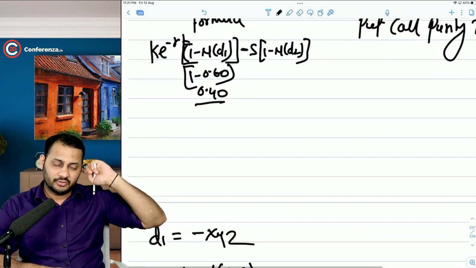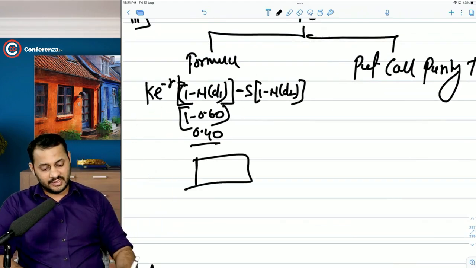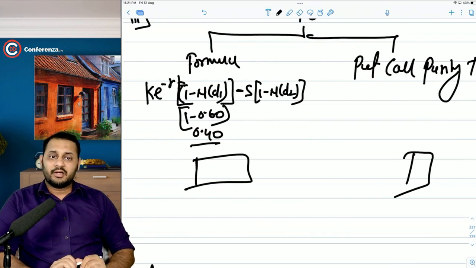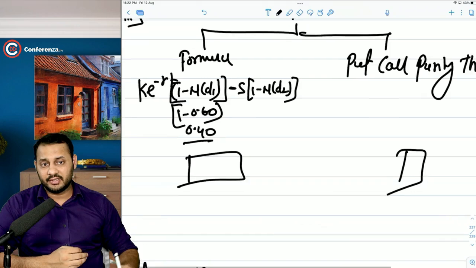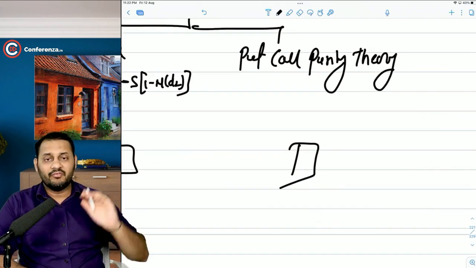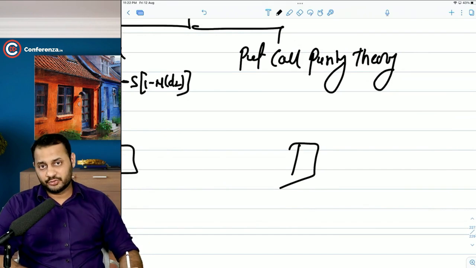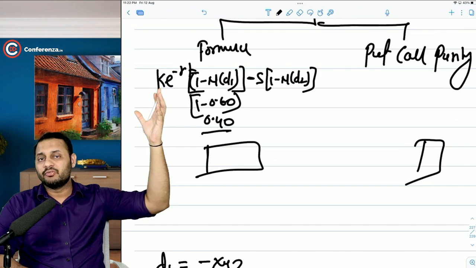So this is how you have to solve this question with the formula, and the answer will be the same as this. But now the major part is to understand the put call parity theory. Once you understand the put call parity theory, it will be very easy for you to solve this question without so much of the calculation that you do in the formula.